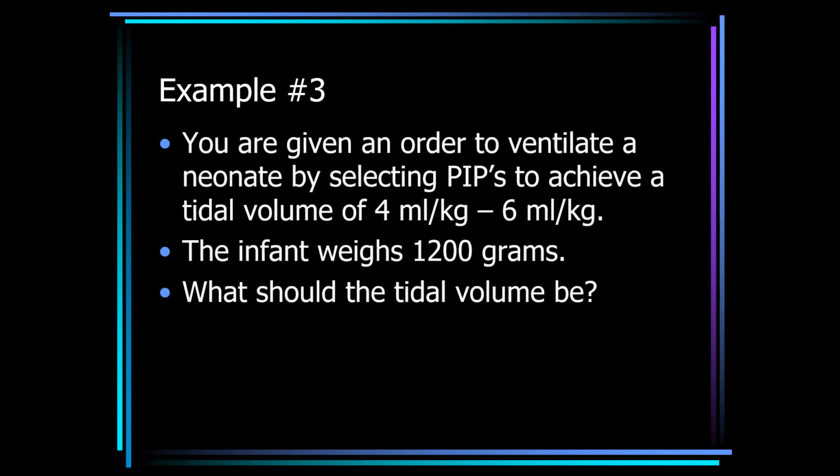You are given an order to ventilate a neonate by selecting peak pressures to achieve a tidal volume of 4 mLs per kilogram up to 6 mLs per kilogram. The infant weighs 1,200 grams. What should the tidal volume be? First thing you have to do is convert grams to kilograms because that's what the units are. How do you do that? Divided by 1,000. Very good. So 1.2 kilograms.